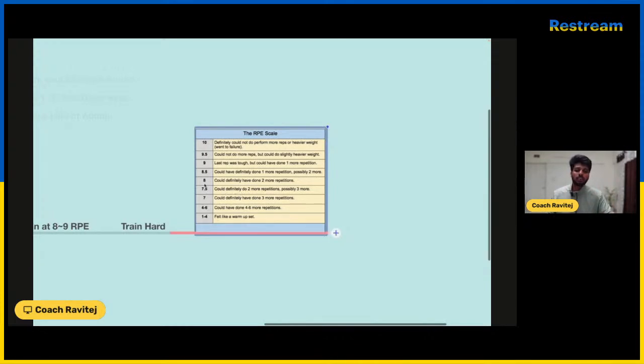Now 8 is somewhere you should start training. This is where you should start training. You could have definitely done 2 more repetitions. You're not pushing your body to the extreme, but you still have 2 more repetitions left. That is where you should start training. At 8.5 you could have definitely done 1 more repetition, possibly 2 more. Then 9. So what I'm recommending here is the 8 to 9 range of RPE, in that range you start training.